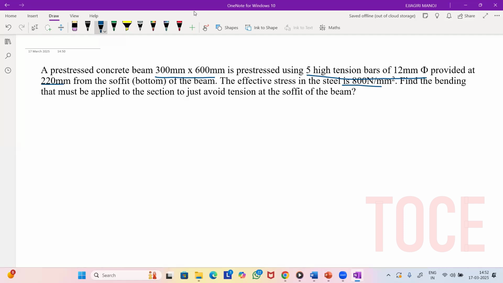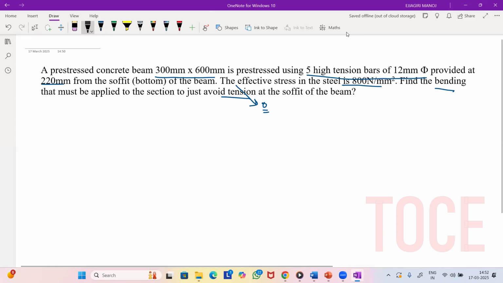Now in this question he is asking to find out what is the bending moment that can be applied to avoid tension. So that means the tension should be 0. In order to make the tension 0, how much moment should be applied? Okay, so that is what the question is. Now let us solve this question.